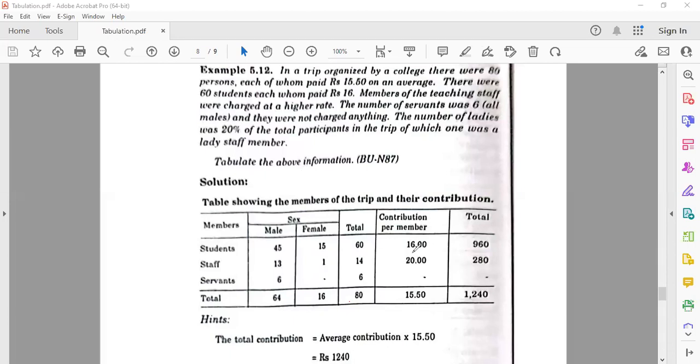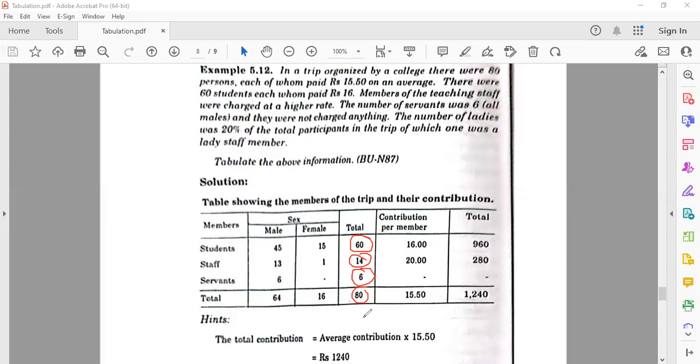60 students were there. So total student strength is 60, that is given here. And the members of teaching staff were charged a higher rate. We don't know what the higher rate is. Number of servants were 6. So 60 plus 6 comes to 66. When you subtract 66 from 80, you'll be getting 14. So 14 were staff.